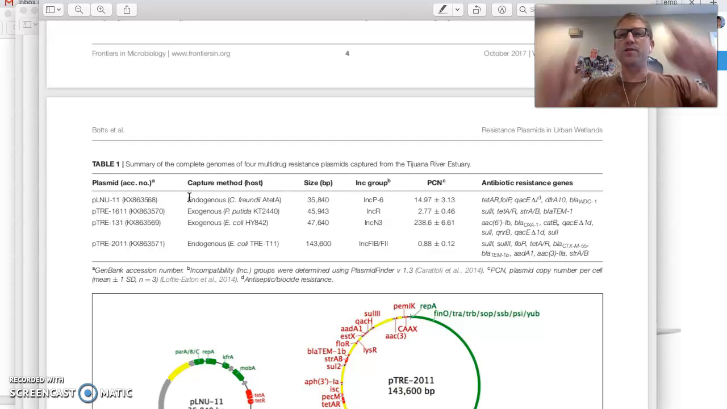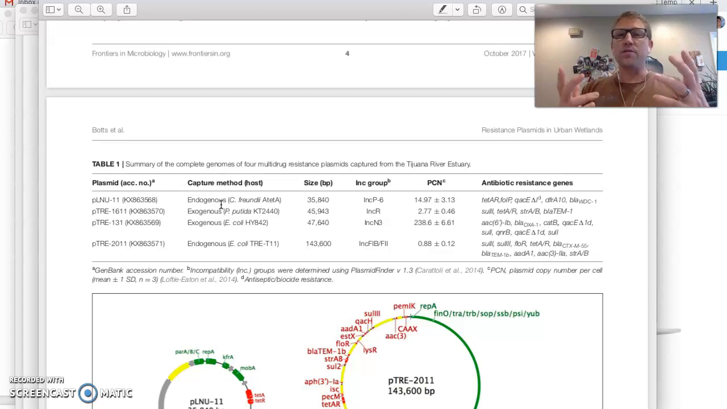If this was an Excel spreadsheet, it would all be on a grid. And each of these entries would be in a particular cell or a box in Excel, right? So PLNU11 was captured by endogenous method, and then there's a note on the host, because if you remember, the endogenous method from this particular paper was when the bacteria were first enriched and grown up, and then individual colonies were picked and screened for plasmids.